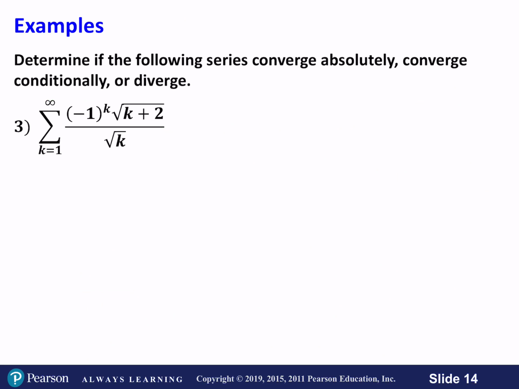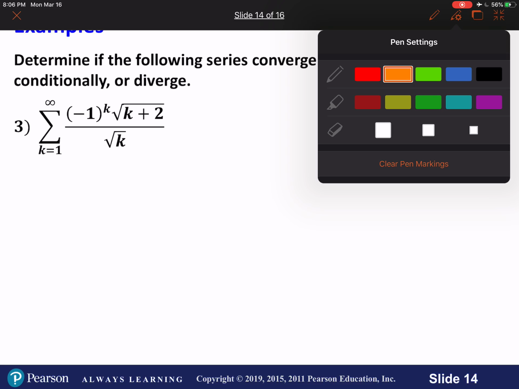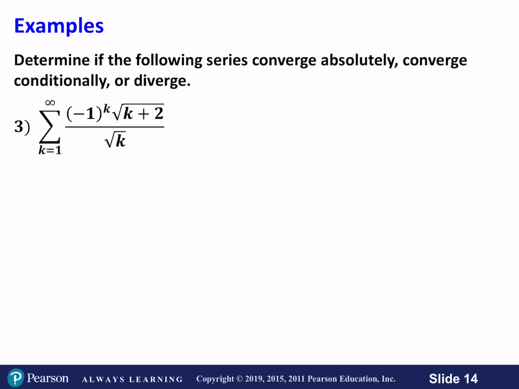Next, let's consider this guy. Technically, we don't need to use the alternating series test as our first choice. We can use any test that is at our disposal. And in this case, let's actually check using the divergence test first. Okay, so let's use the divergence test and see if it gives us any conclusion.